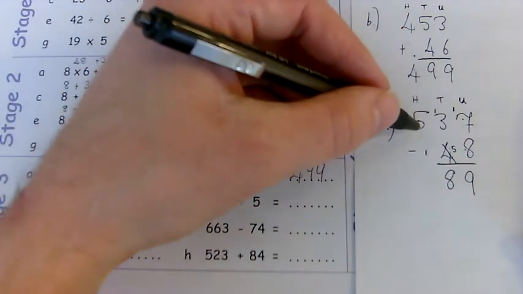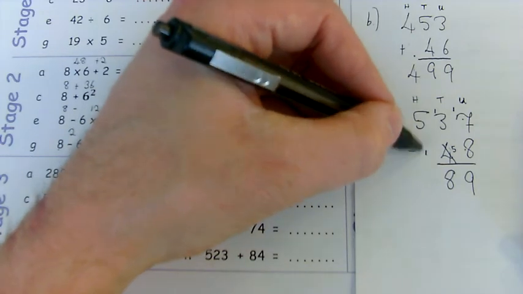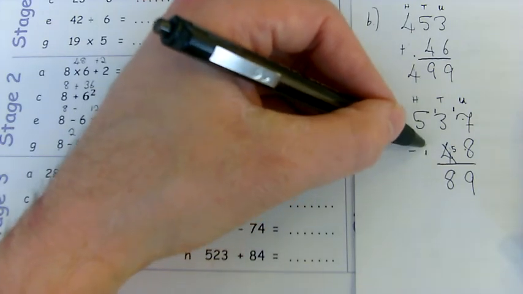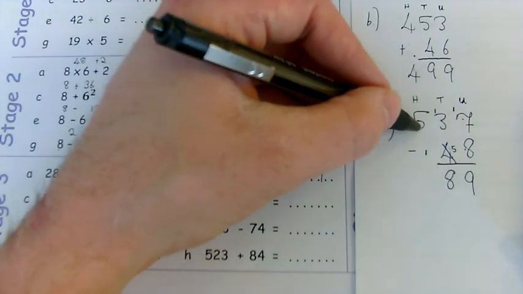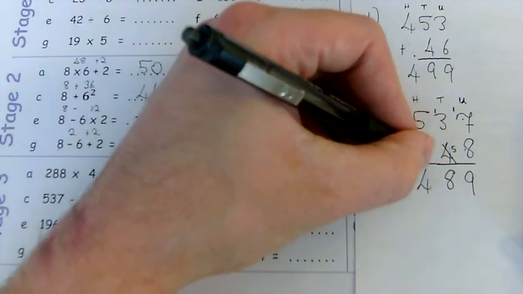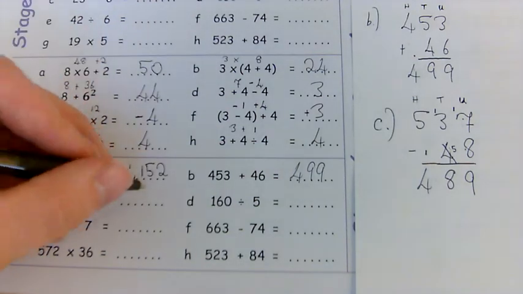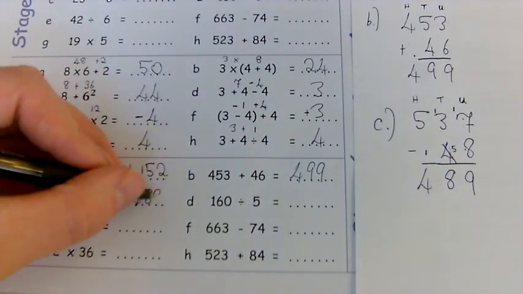And now in the hundreds column, I borrowed 100 earlier, which is signified down here. It's the same as taking 1 away from here. So it's 5 take away 1, which leaves me with 4. My answer is 489.